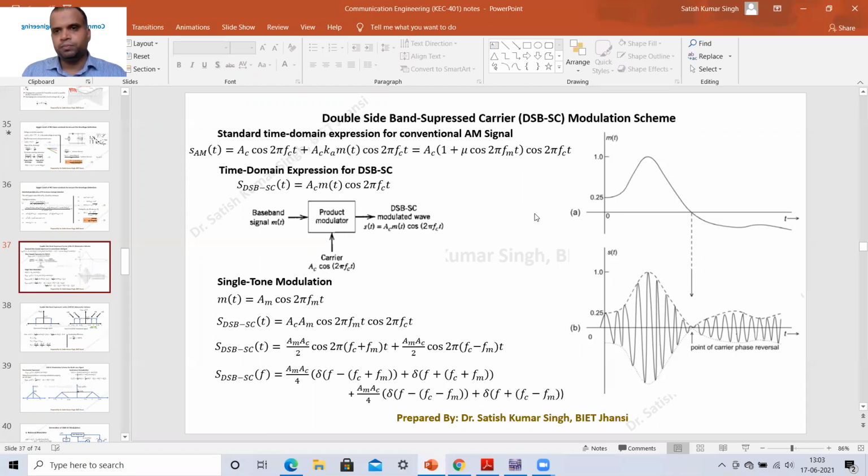To begin with, just try to see this particular slide that I have already discussed during my lectures. I have told you that in the DSBSC case, we need to multiply the carrier with the message signal. Here you can see the time domain expression of the DSBSC signal. Basically, we have to take the baseband message signal and multiply it with the carrier, and in the block diagram we need to have a product modulator.